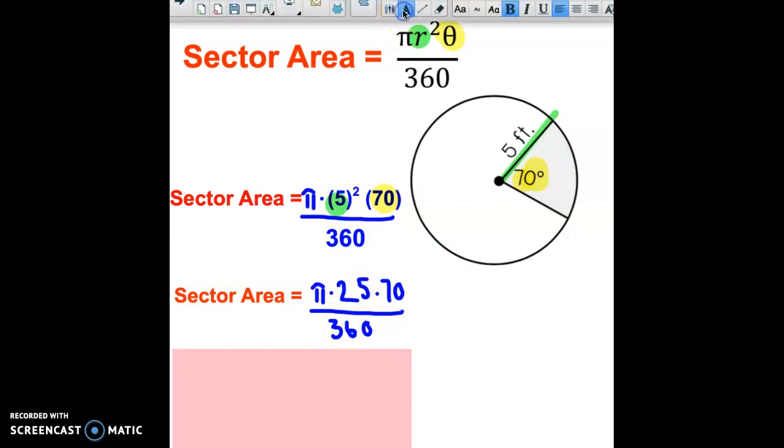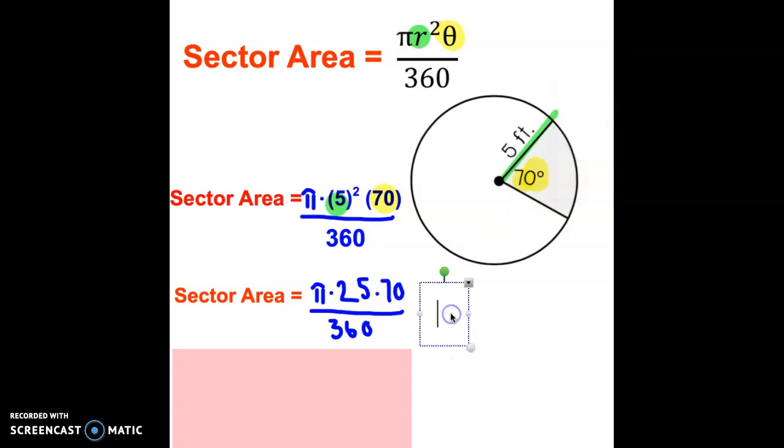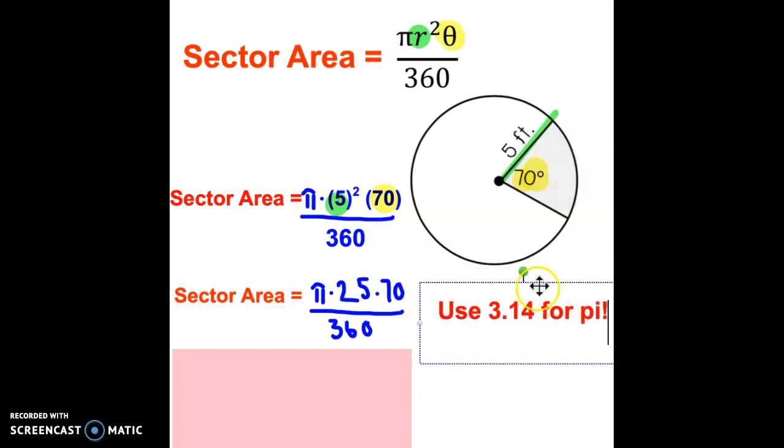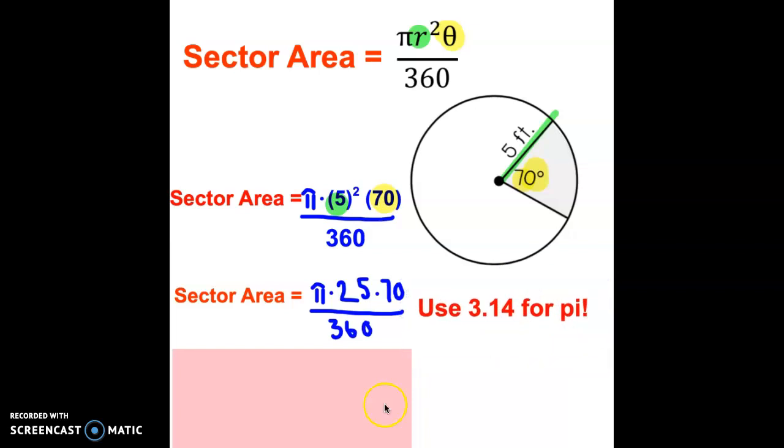And now again, I want you to take your phone calculator and multiply this. What do you get when you multiply this? And again, we're going to use 3.14 for pi. When you do that, you should get 15.26 feet squared. That is the area of that sector that's shaded in. It's the sector area for that piece of the circle.